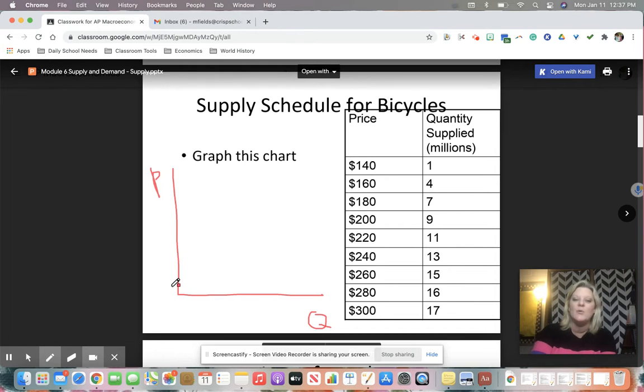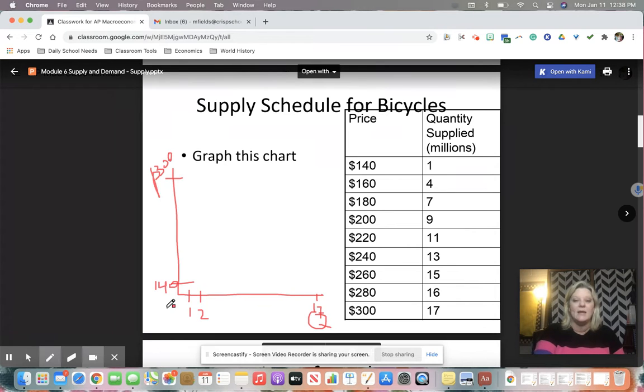You are going to label your graph the exact same way you did when you did your demand column. So you will label by 10s or 20s from $140 up to $300 at the top of your y-axis. It's not very pretty. And then you will label quantities either by ones or twos, however you see best fit, from 1 to 17.